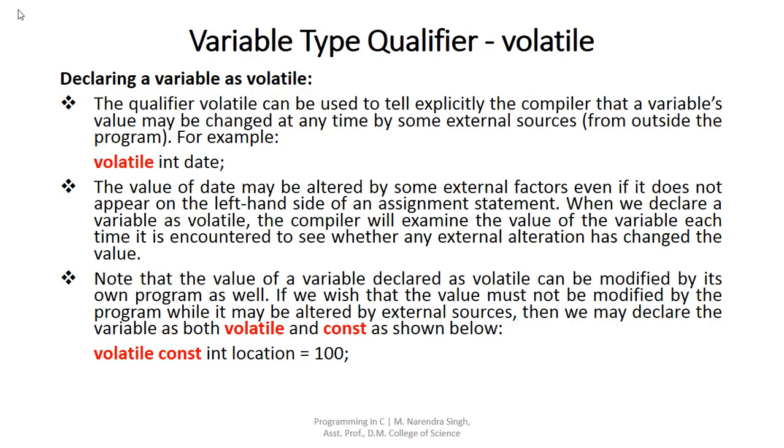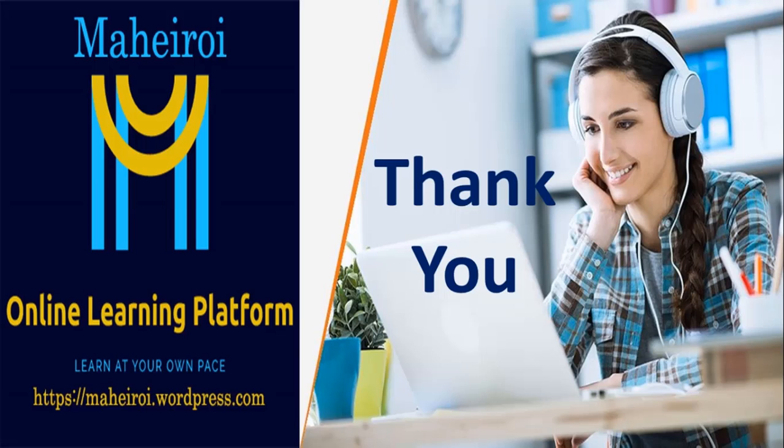Now this value of the variable location cannot be changed within the program because the variable location has been qualified by the variable type qualifier const, but the value of the variable location can be changed by some external factor because it has been qualified by the variable type qualifier volatile. So in one single declaration statement, we can use both the volatile keyword and const keyword to make the value of the variable constant within the execution of the program, but which may be modified by some external factor.